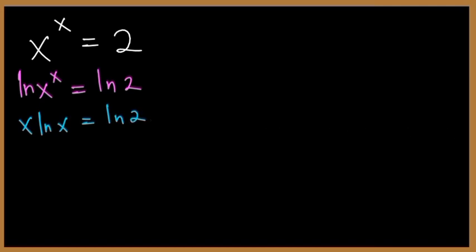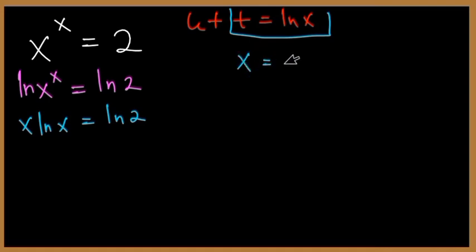Now, to make things easy for us, I will let t equal ln x. Making t equal ln x, from here I'll try to make x the subject. Making x the subject, I'll have x equals e to the power t. So from here, I'm making x the subject, which is e to the power t.